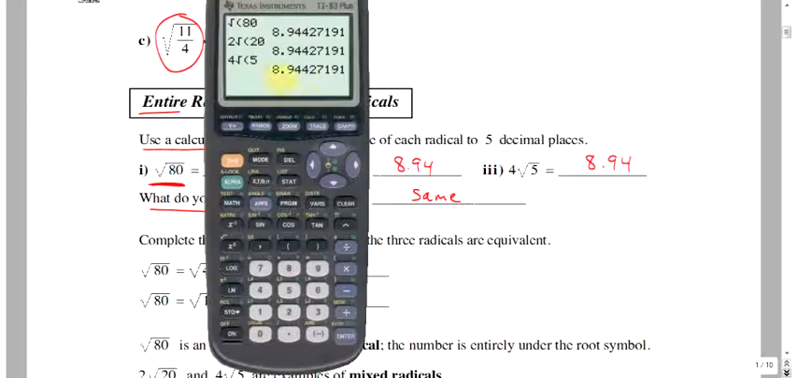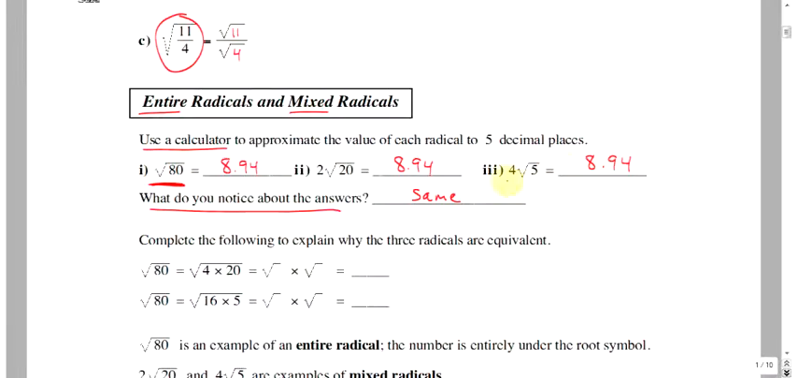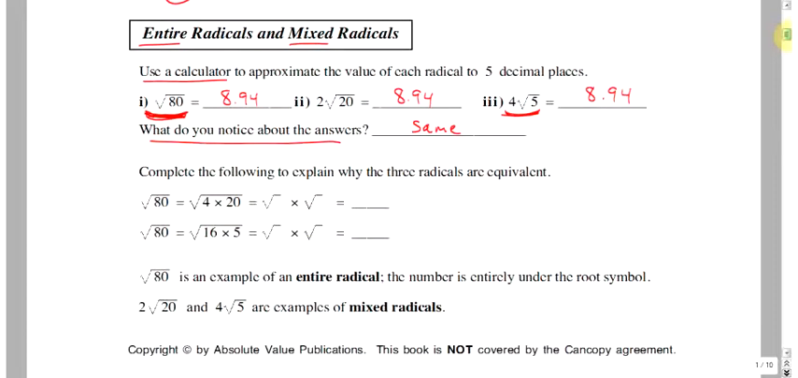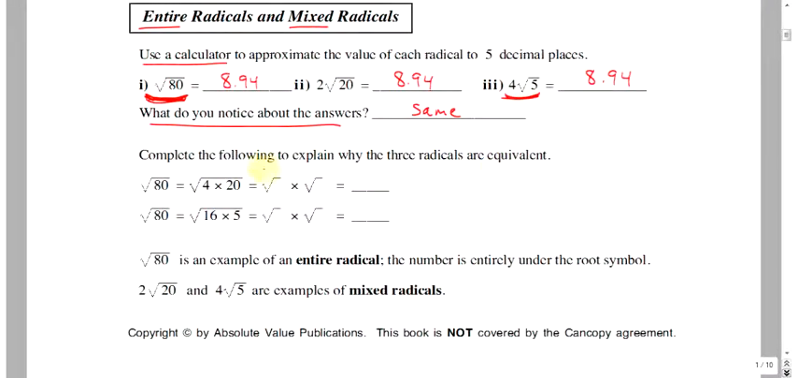But remember, this number keeps going on forever and ever. It's irrational because I'm taking the square root of something that's not a perfect square. This must be the same as that. Must be the same as root 80. That's the same number. They didn't change it, but they did convert it from an entire radical to a mixed radical, and then another mixed radical, but a simpler mixed radical. A radical in mixed form. Okay? Complete the following to explain why the 3 radicals are equivalent.